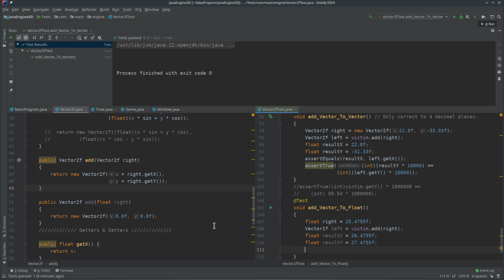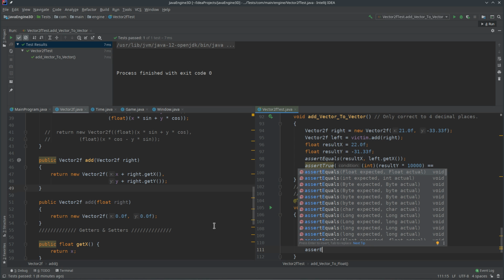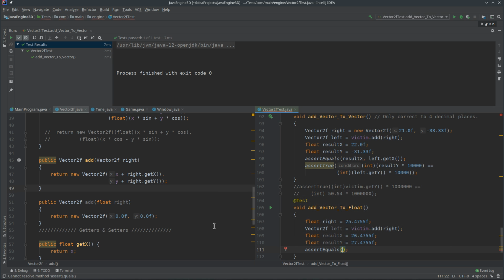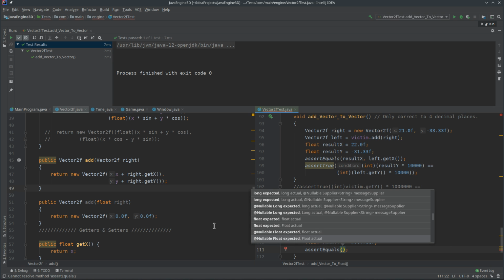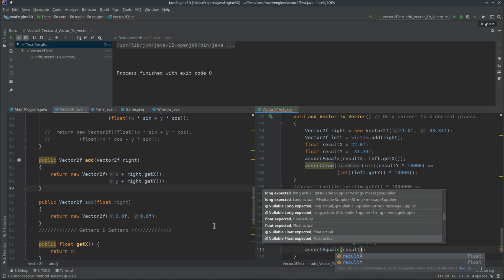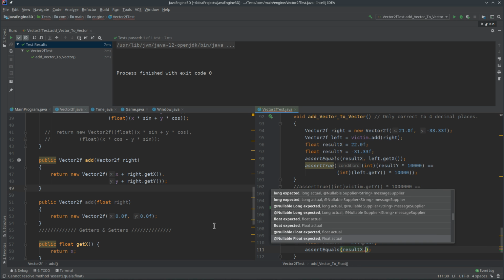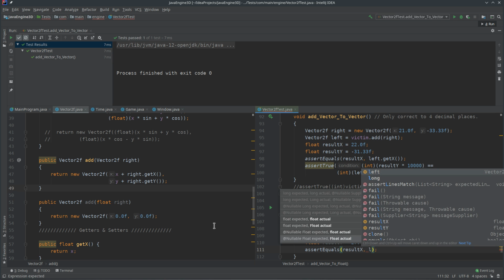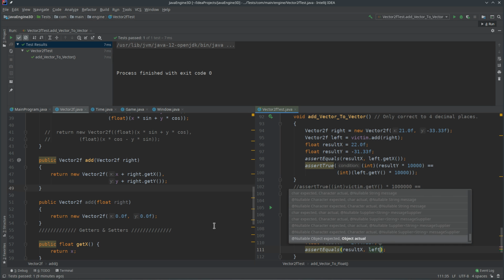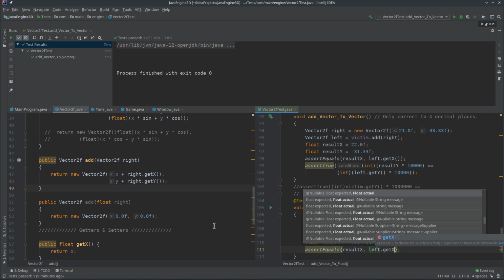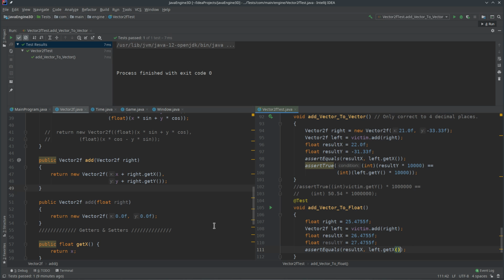Okay, now we've got to do the asserts. And I will start with equals every time. Whatever. Assert equals the condition. Left. It's result, isn't it? Result X, comma, left dot get x. So it's literally the same as what we've got above in the previous one, which is why I did them both together, really. Oh, I seem to have the right number of brackets for once.